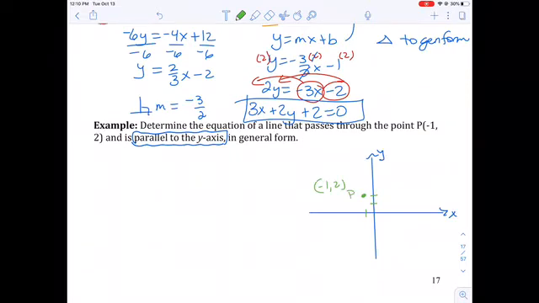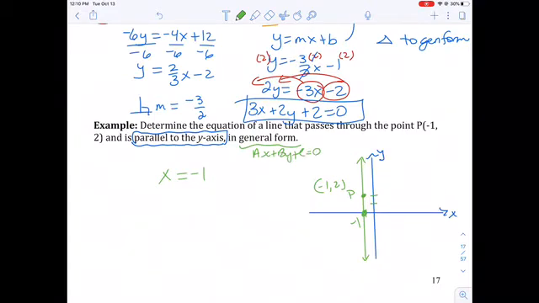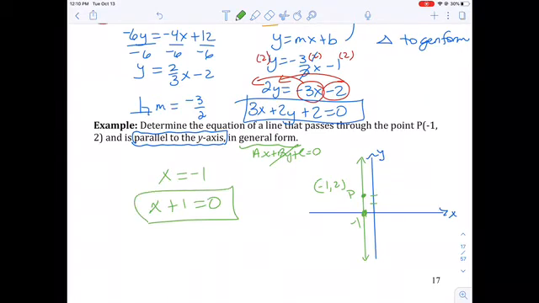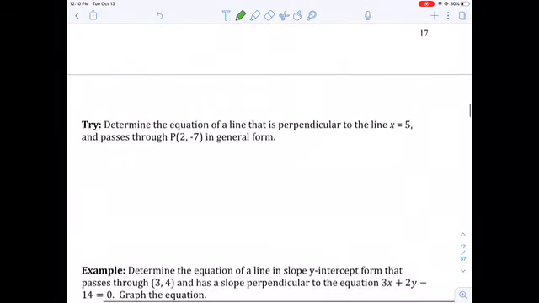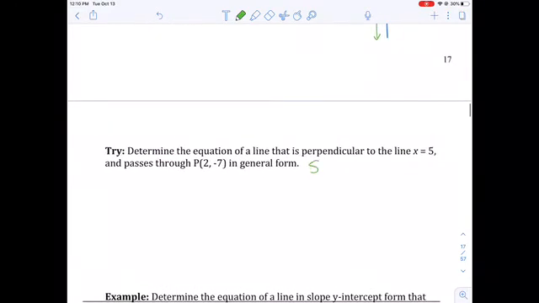And we want a line that is parallel to the y-axis. So parallel, in fact, is going to be a vertical line, and it goes through the point negative 1. So that is, of course, the equation x equals negative 1. And if I want that in general form, that means ax plus by plus c equals 0. There's no y term, but of course we can rewrite that as x plus 1 equals 0, and that would be our general form equation. Why don't you pause the video and make a sketch of this one and give it a try.